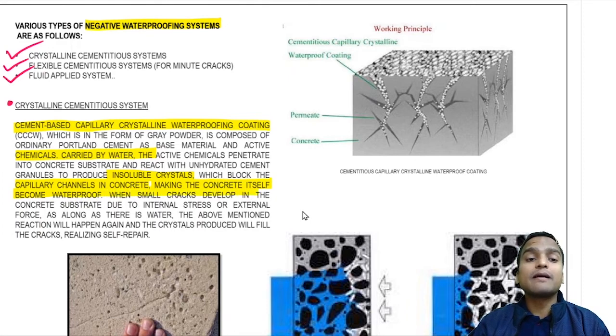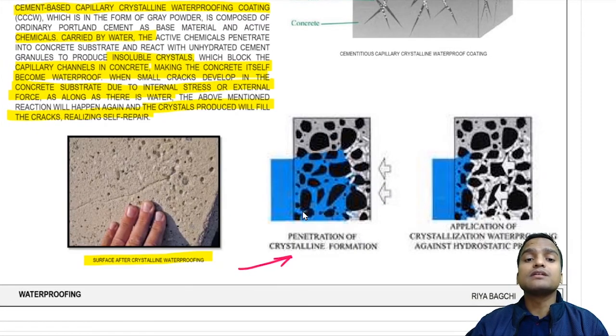When small cracks develop in the concrete substrate due to internal stresses or external forces, as long as there is water, the above mentioned reaction will happen again. So as long as these crystalline cementitious systems are available, if there is water, they will again start the reaction and crystals will be produced again and fill the cracks, and it acts as a self repair. And here in this diagram you can see the penetration of crystalline formation.